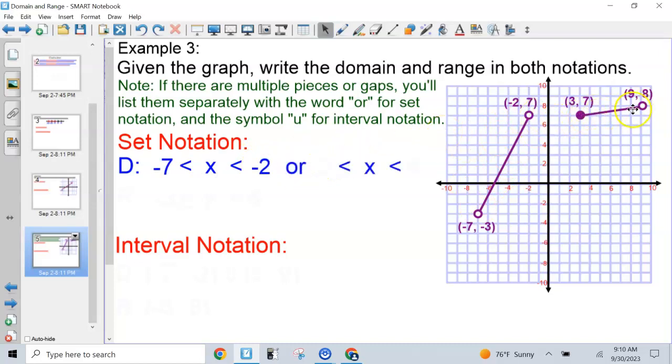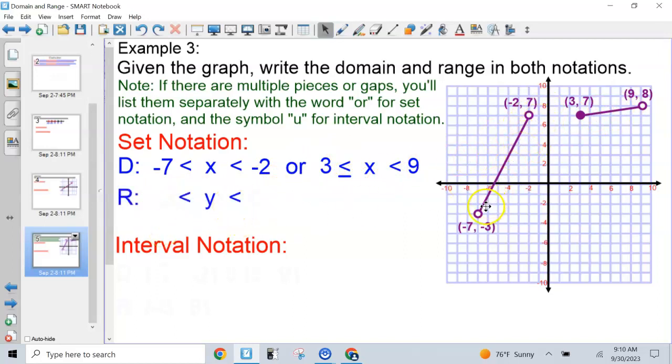And then for the second piece, it goes left all the way to 3, and then right all the way to 9. Let's see, it's open, open, closed. I'll put the equal sign right here, and then open.